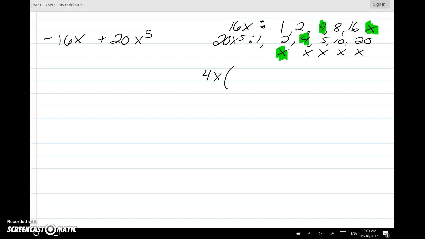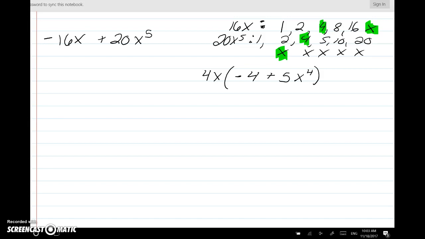Now, negative 16 divided by 4 is negative 4. I don't have my x, I factored out my x. Plus 20 divided by 4 is 5. X to the fifth divided by x is x to the fourth. And that is my answer. So see how this is a little more complicated? We're factoring out more items each time.